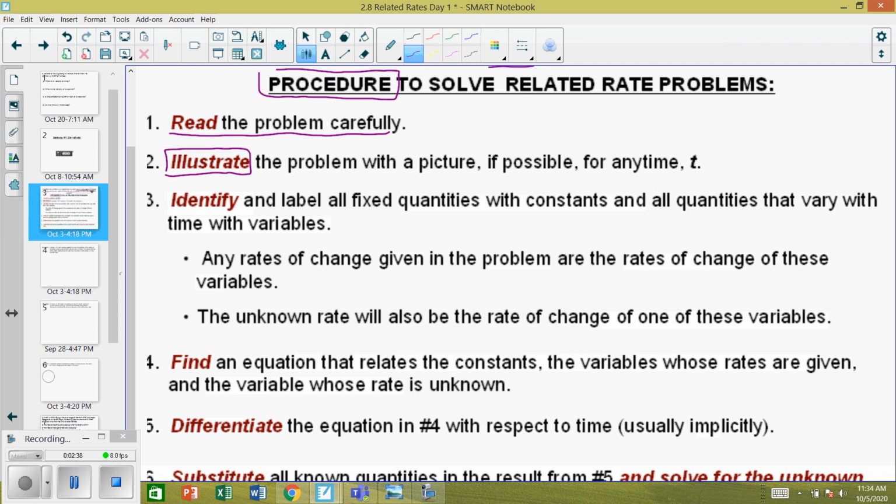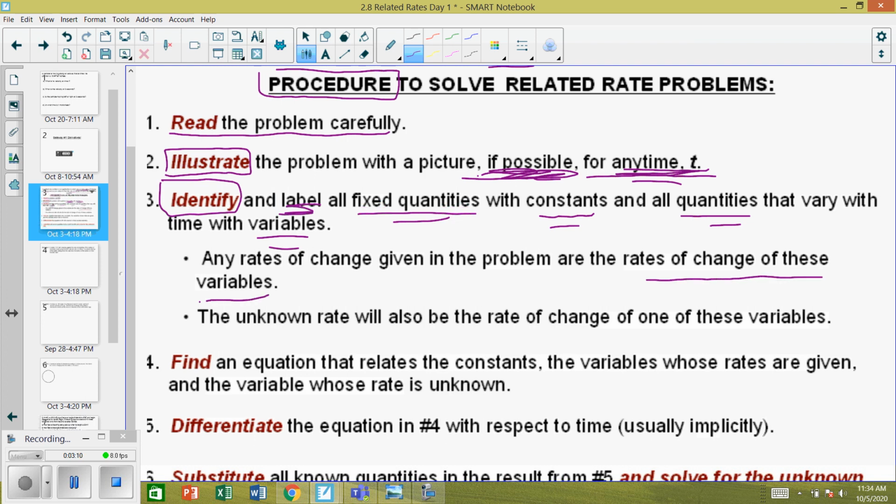All right. Yes, you're going to try if possible, and this is for any time t. Okay, and we'll discuss more of that here in a minute. Whenever you draw your picture and you read through your problem, you want to identify and label on your picture all the fixed quantities with constants and all the quantities that are going to vary with time with variables. And again, you'll see all this in practice here in a second. So any rate of change given in the problem are the rates of change of these variables, and the unknown rate will be the rate of change of one of these variables that we're going to be solving.